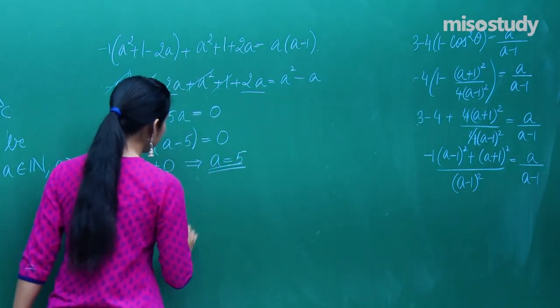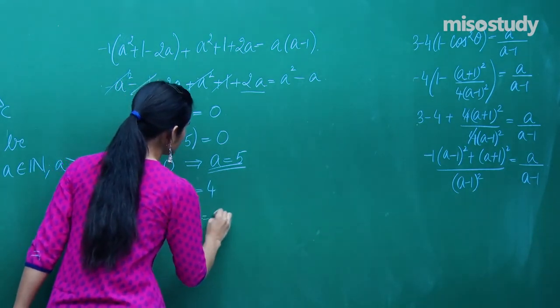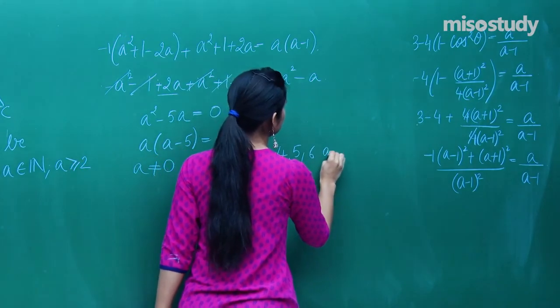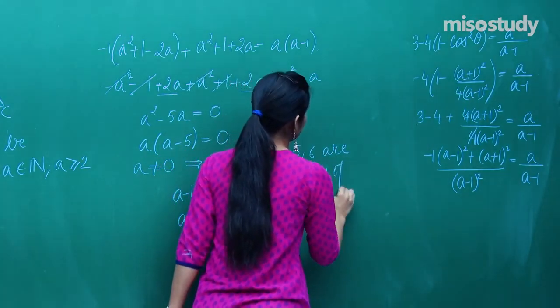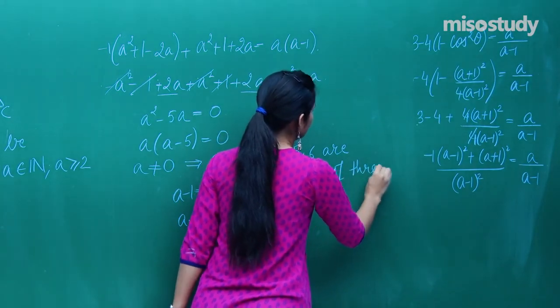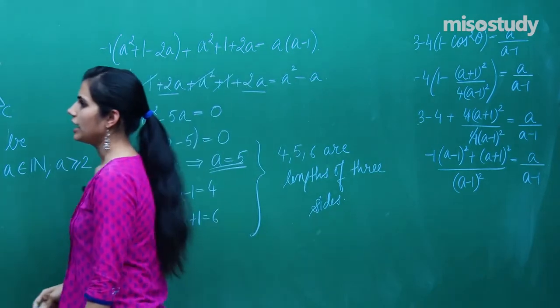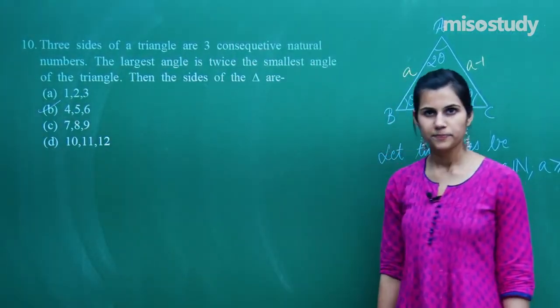So a is 5, a minus 1 is 4, a plus 1 is 6, and therefore 4, 5, 6 are the lengths of the 3 sides. And therefore the answer is 4, 5, 6.